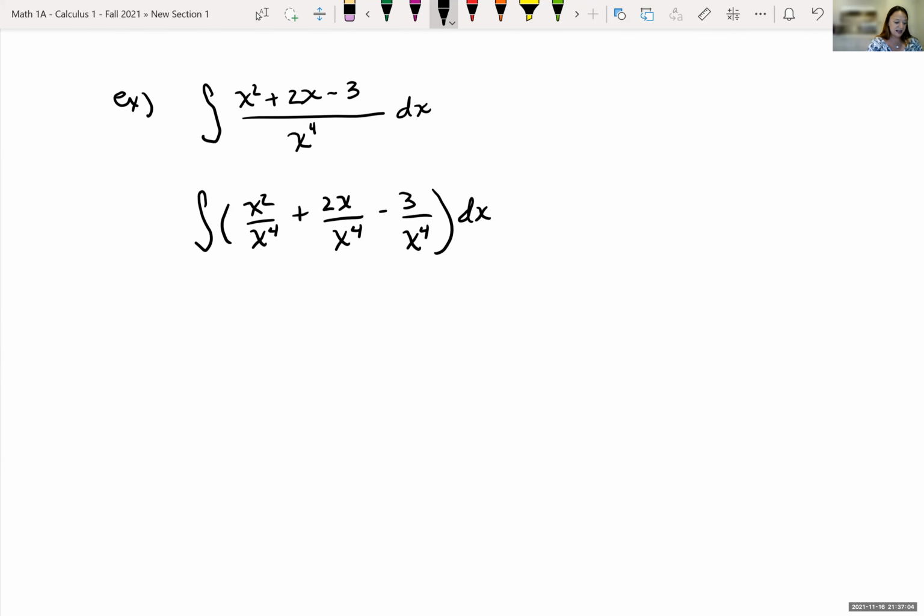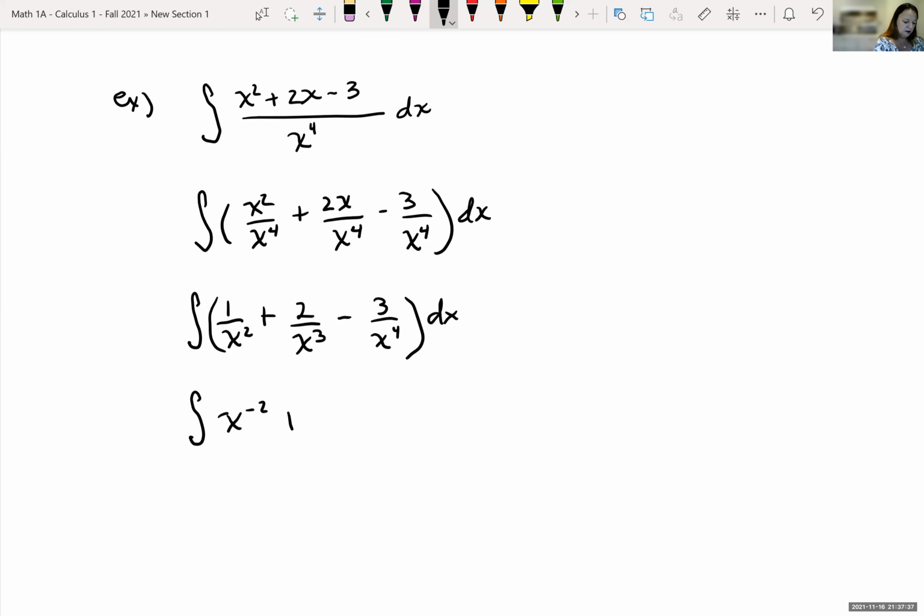And so we can simplify. And so this is the same thing. Well, x squared over x to the 4th, that's 1 over x squared, plus 2x over x to the 4th is 2 over x cubed, minus 3 over x to the 4th dx. So just like that last example where we brought our terms up to make the exponents negative, so we didn't have any variables in the denominator, we could rewrite this as x to the negative 2 power plus 2x to the negative 3rd power minus 3x to the negative 4th power dx.